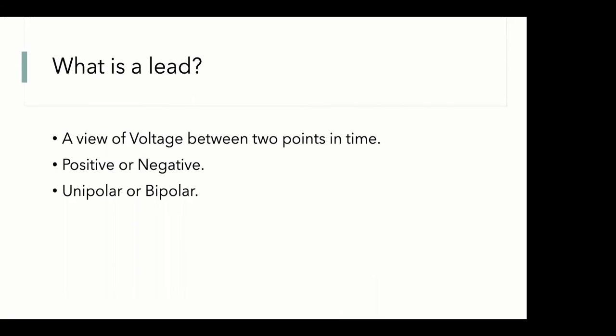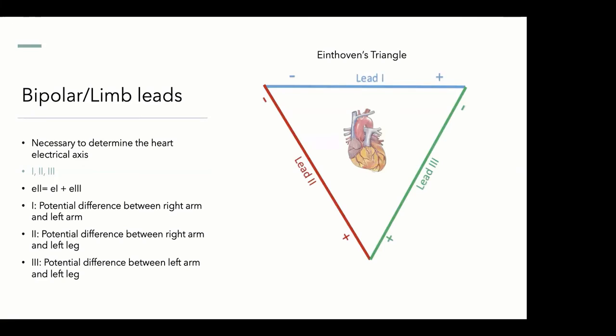Now, we said that a standard ECG is composed of 12 leads. What are the leads? A lead is a view of the voltage between 2 points in time. The voltage can be positive or negative. Positive will be looking upwards, negative will be looking downwards, and the leads will either be unipolar or bipolar, and we'll separate them accordingly. Now, let's talk first about the bipolar or limb leads.